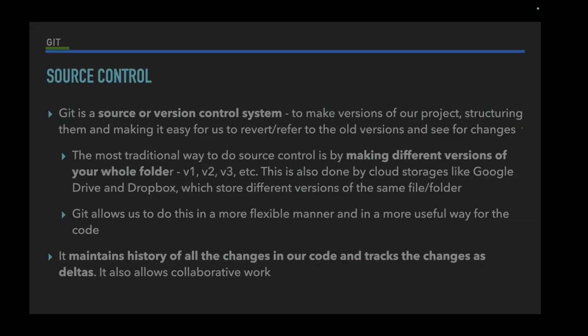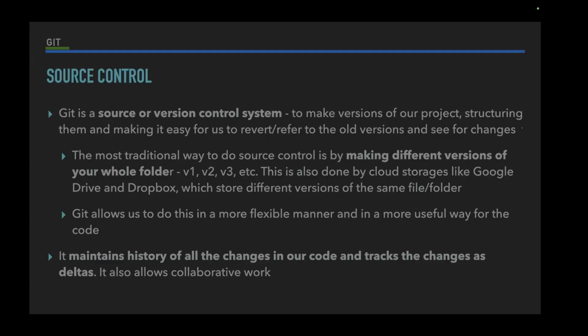A version control system makes this whole chain of changes a bit easier and more usable, so that you can find each of these changes individually. Git is one of these version control systems. It allows us to do this versioning of your project or folder in a more flexible and useful way, so that we are able to use our code effectively. It maintains the history of all the changes that we have done in that folder that we are calling our project.